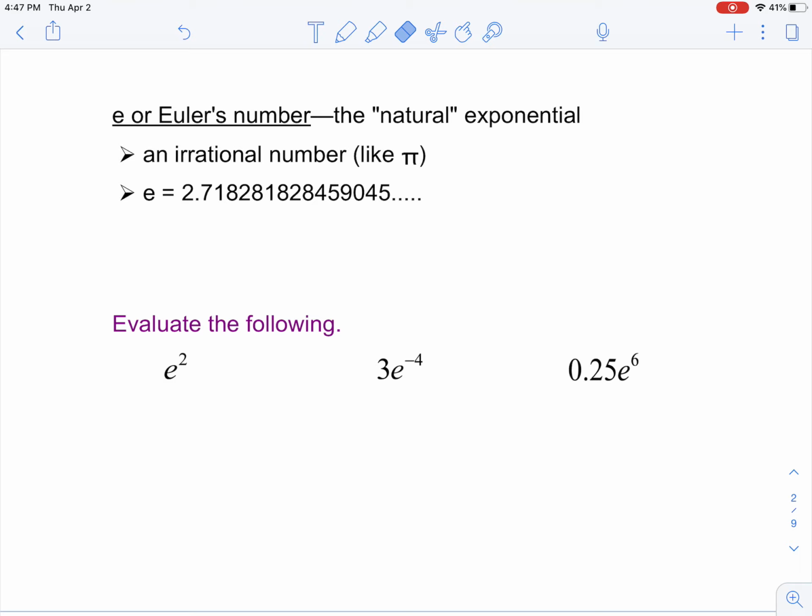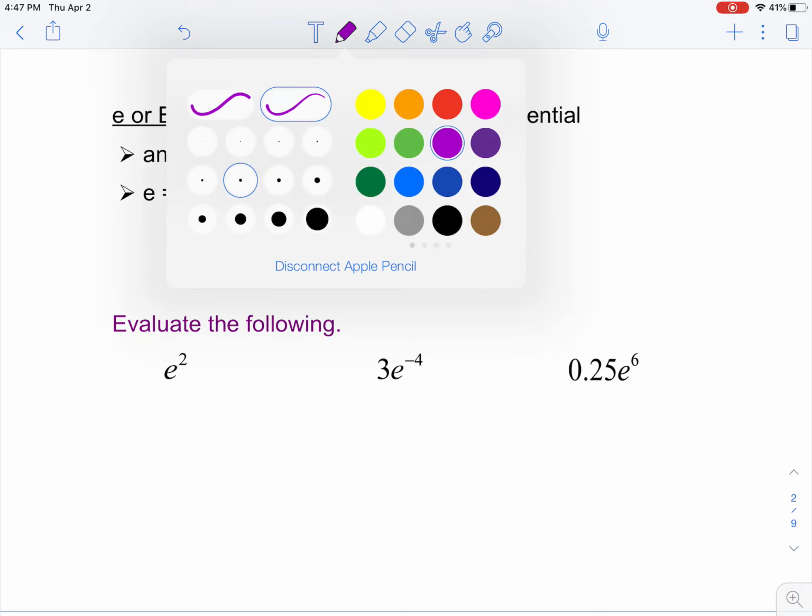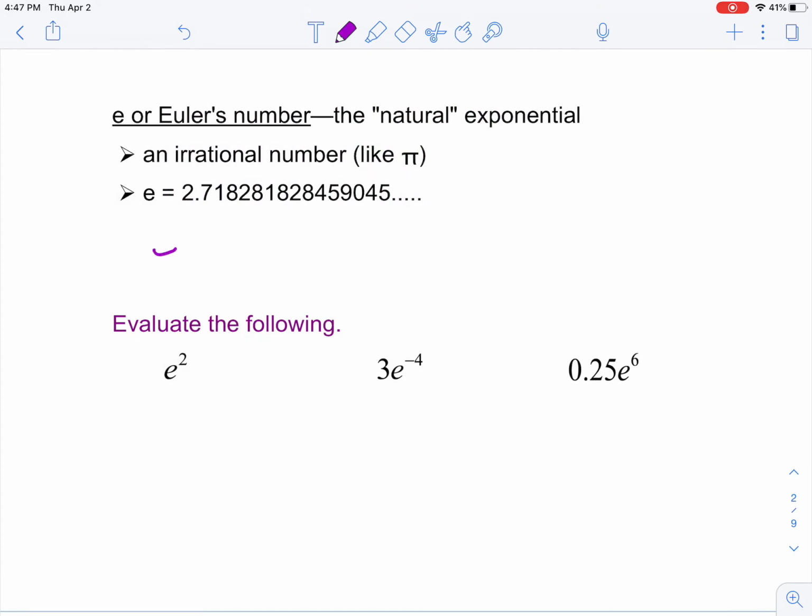So if we were to press e, that's going to be the second button, and then the LN button. It's going to give you e to the x. So if you put in e to the first power, you always have to put in some type of exponent when you're using the calculator. You're going to get the number up here, which is 2.7182818284, blah, blah, blah.